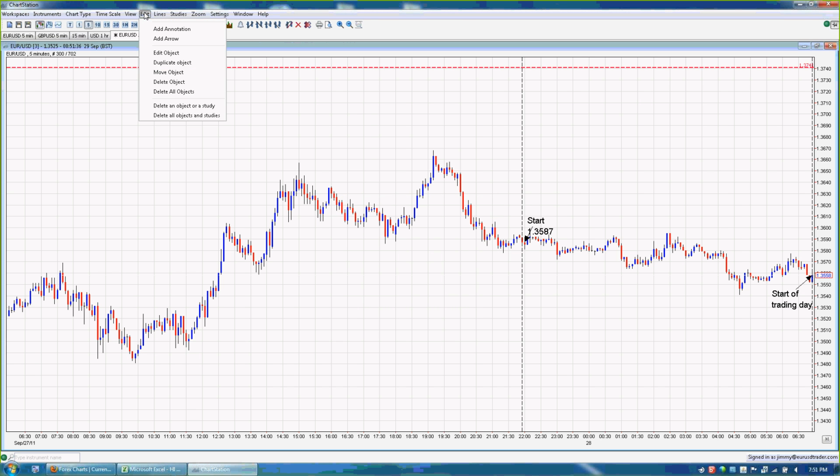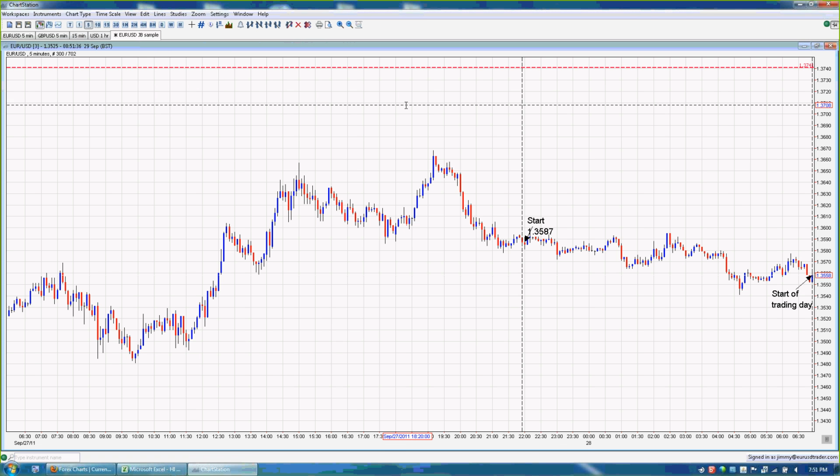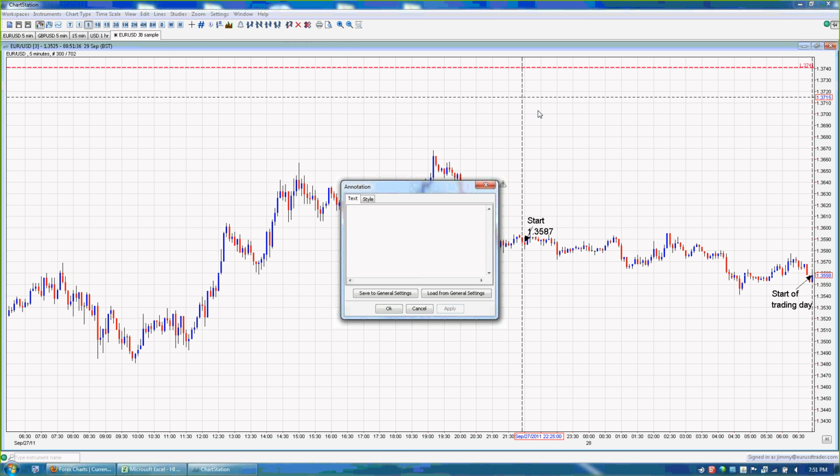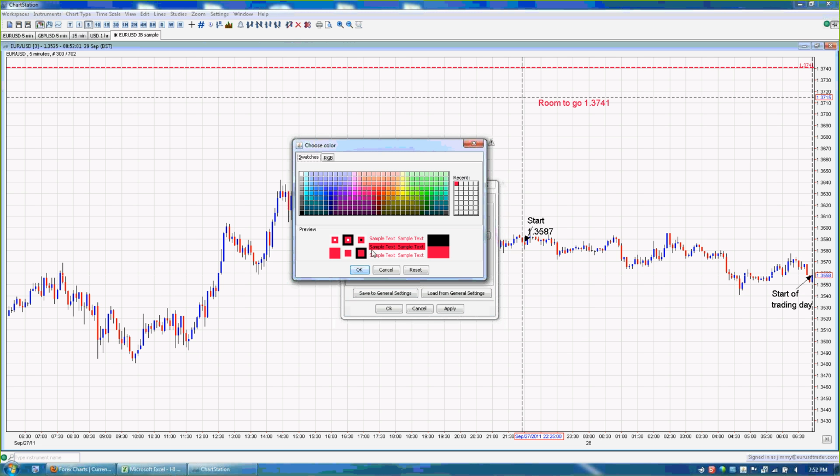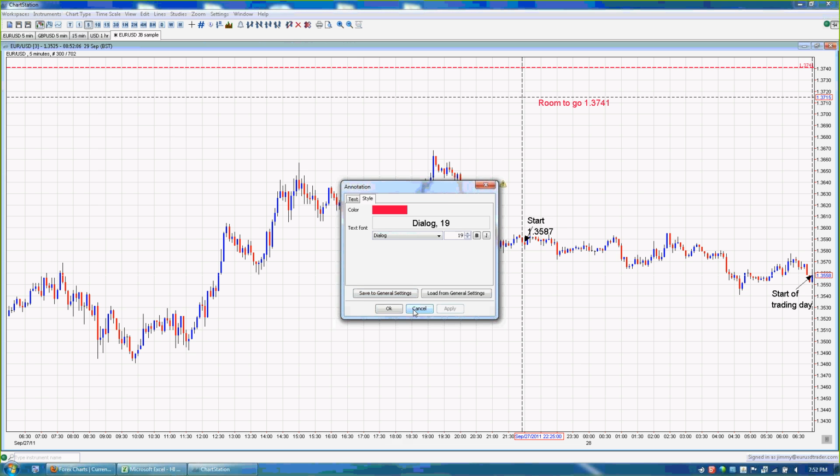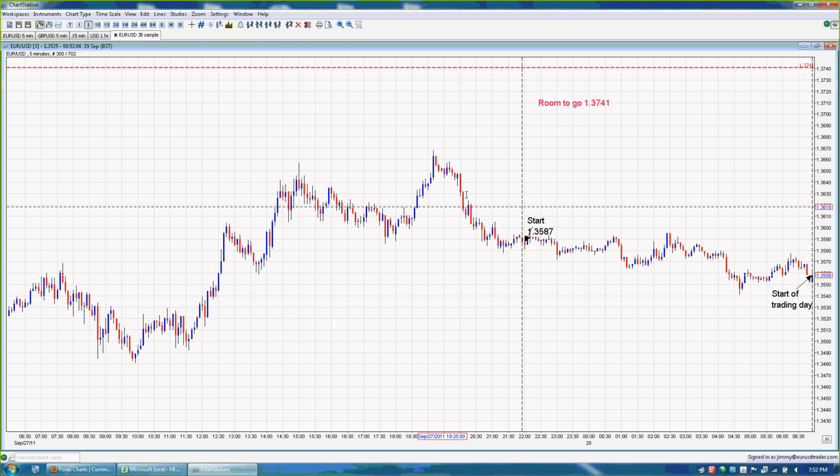Now what I normally do is I go Edit, Add Annotation, Room to Go. Now keep in mind I have all of these written out already, so I don't write them every night. I just cut and paste. Room to go, and we know the number is 1.3741. And then the color, we want to color code it and make it red as well. So we know exactly what we're talking about. Okay, so take that and put that right there.